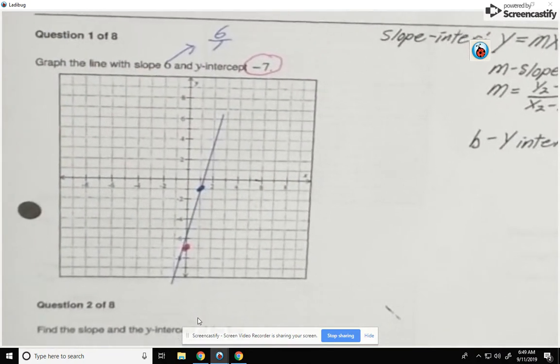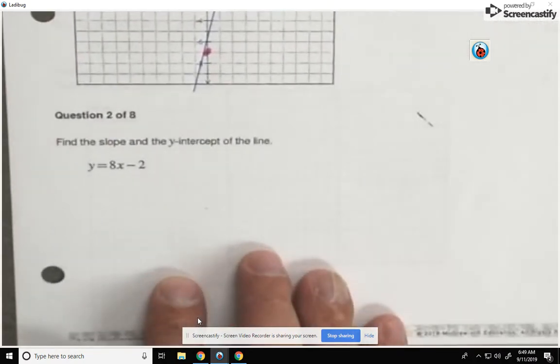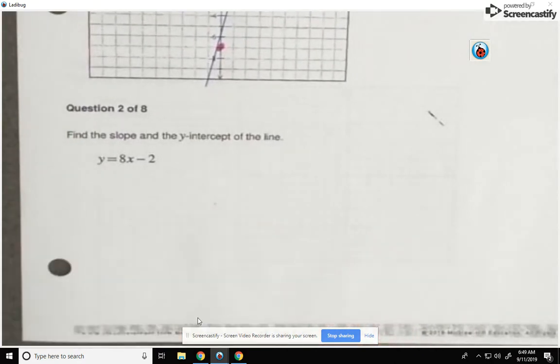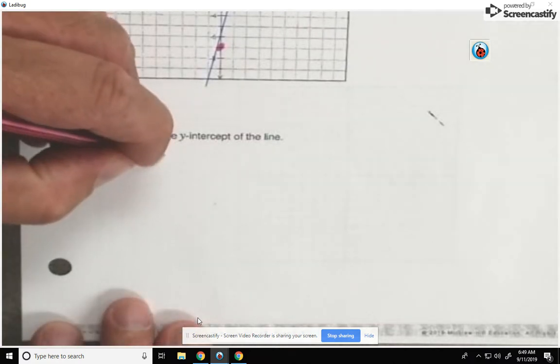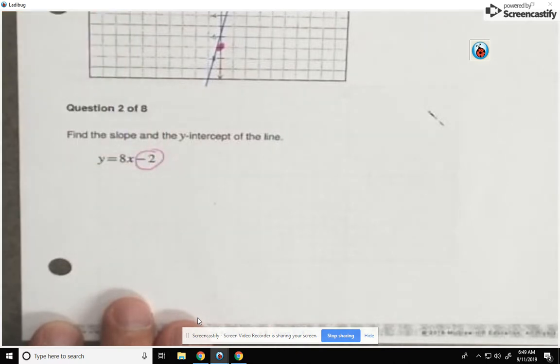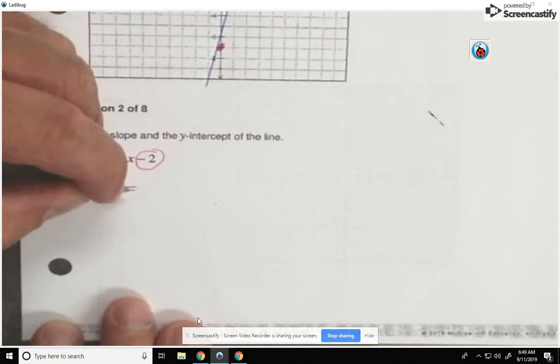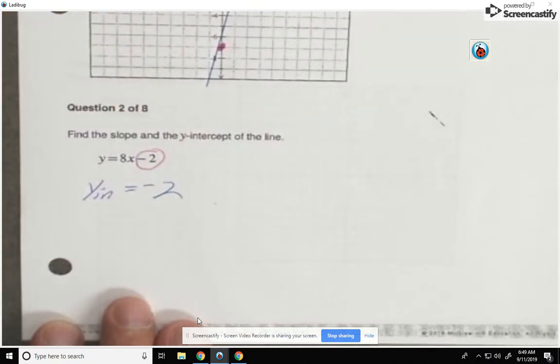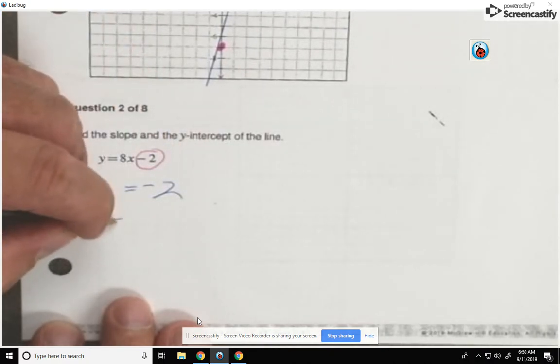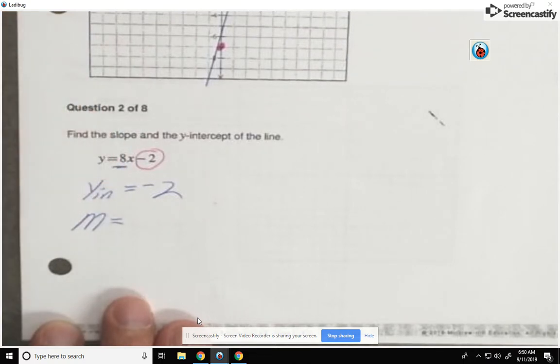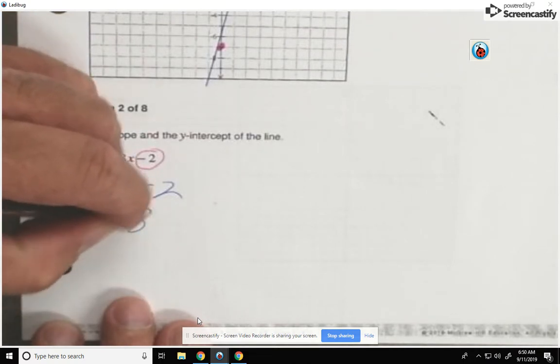Okay, question 2. Question 2 basically gives us an equation and it asks us to find our slope and our y-intercept. So from the equation we were given earlier, we know that our y-intercept is the part that's being added or subtracted. So in this case, our y-intercept is -2. And then we know that our slope is the piece in front of our x, in this case, an 8.